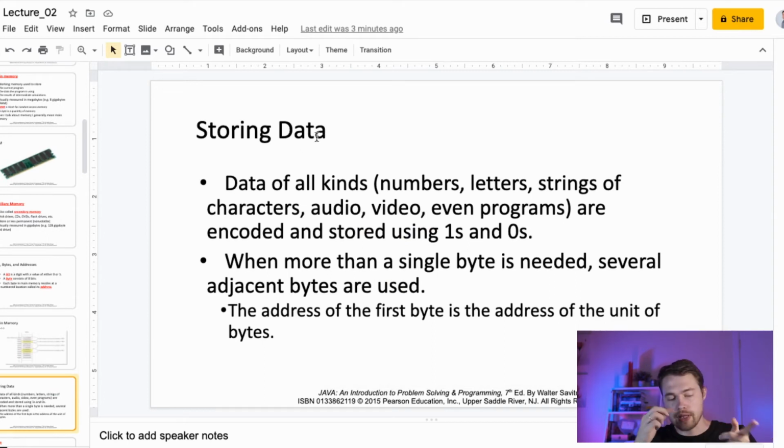Storing data. Data of all kinds, numbers, letters, strings, characters, audio, video, even programs, are always stored in zeros and ones. That's probably the misconception or dilemma. I thought, how is it possible that I'm playing a video game but in hardware everything is stored in zeros and ones? What happens is that there are special systems which encode and decode, transforming those zeros and ones into video games and watching videos on YouTube. When more than a single byte is needed, several adjacent bytes are used. The address of the first byte is the address of the unit of bytes.